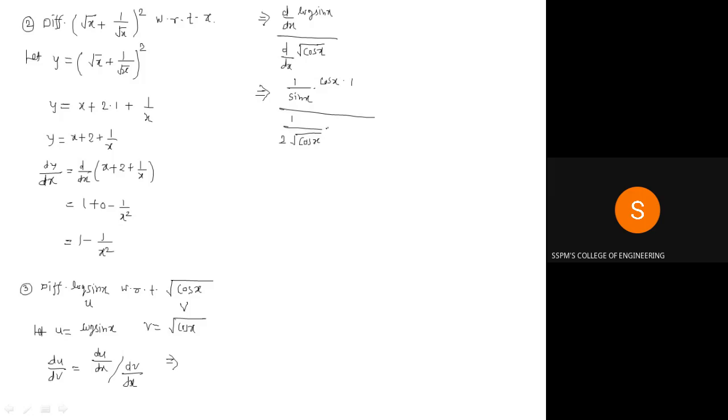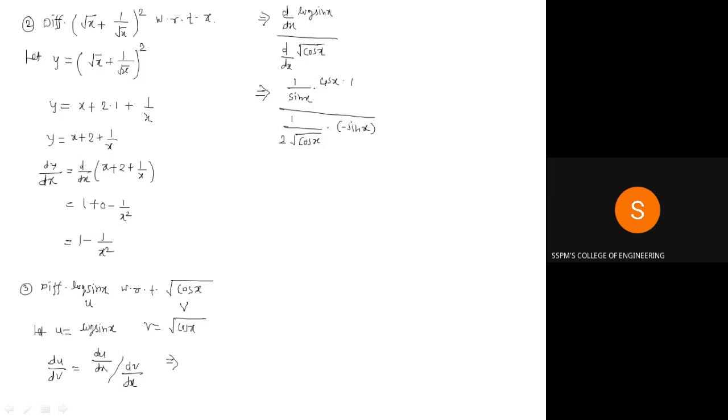And next, to find the derivative of cos. What is the derivative of cos? It is minus sin x. ये क्या मिलेगा आप लोगों को? माइनस sin x मिलेगा. Okay.